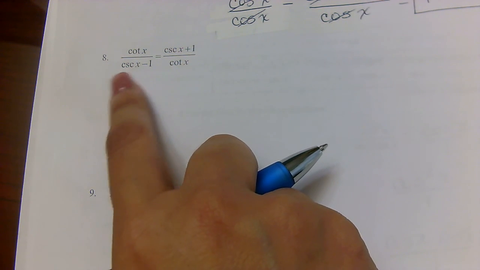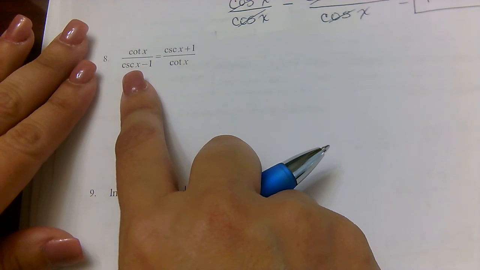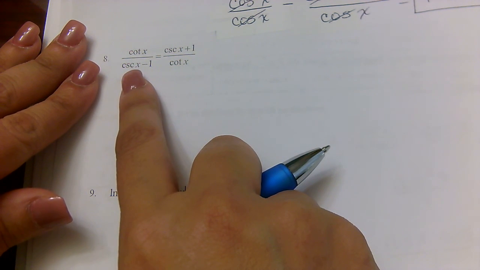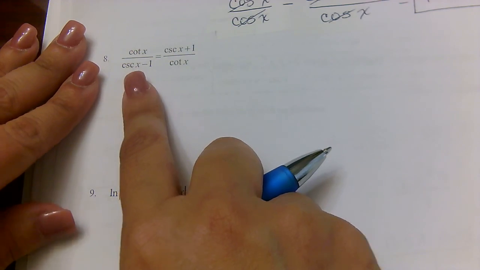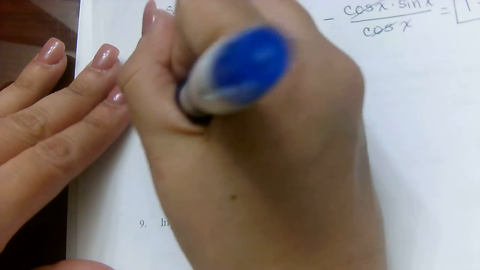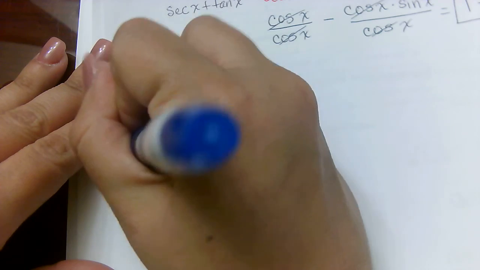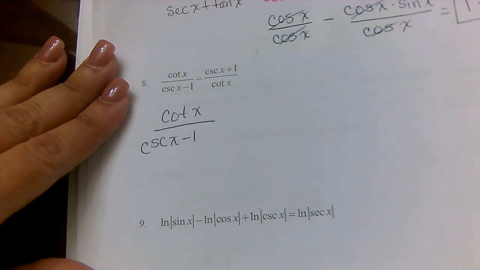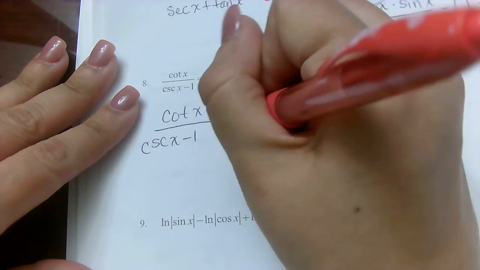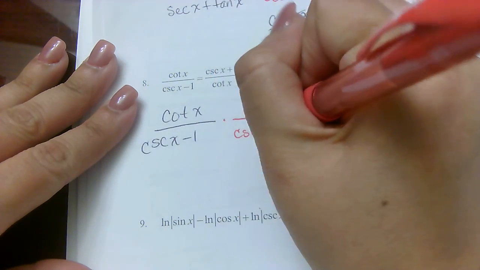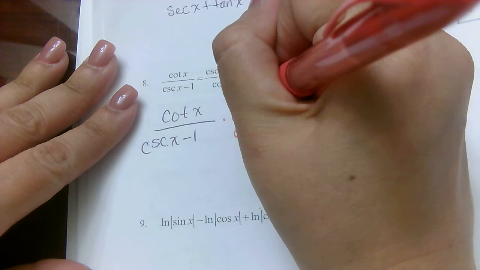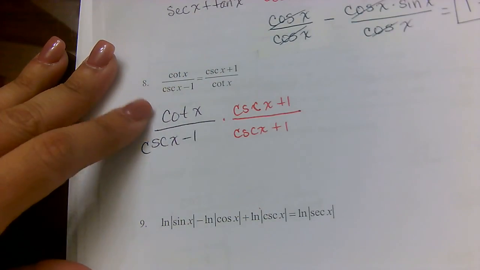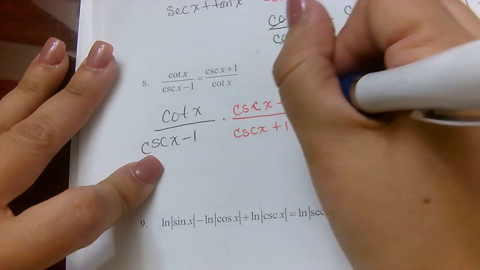going to do is use the conjugate again. I'm going to multiply everything by cosecant x plus 1. Okay, so we're going to do that. So I'm going to write the equation just like I originally have it, and then now we're going to use a different color for the conjugate. Okay, so cosecant x plus 1. Cosecant x plus 1.